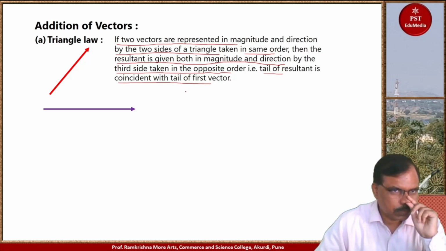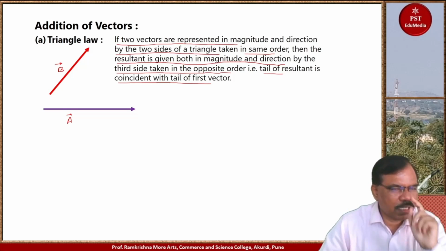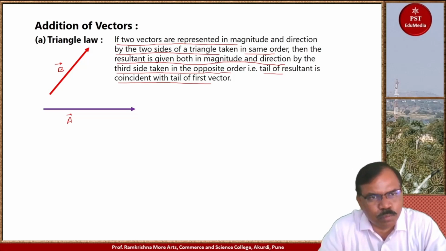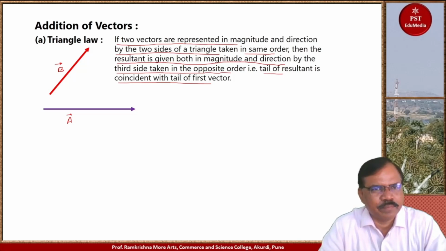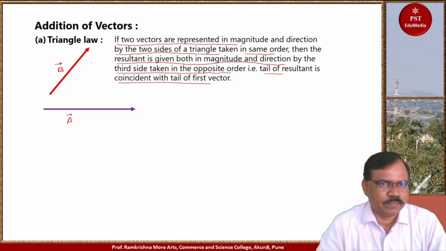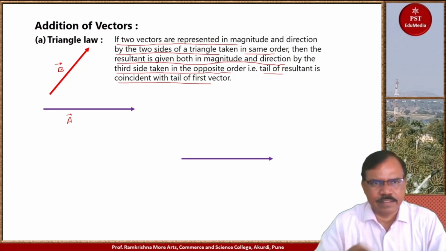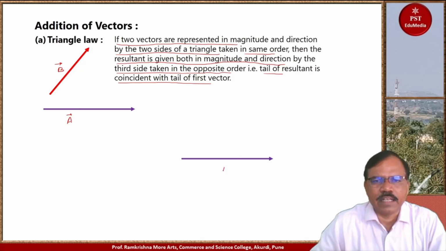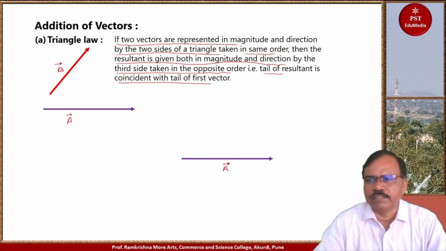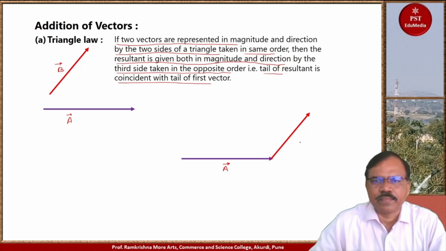Now see here, suppose this is vector A and suppose this is vector B. So these are two vectors. I can take, suppose, two forces acting on a body simultaneously. Then what is resultant? That is obtained by triangle. So suppose I will take vector A here again, same vector here. So this is vector A, this is vector A, and this is vector B.